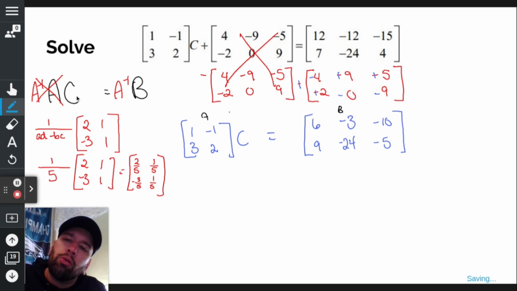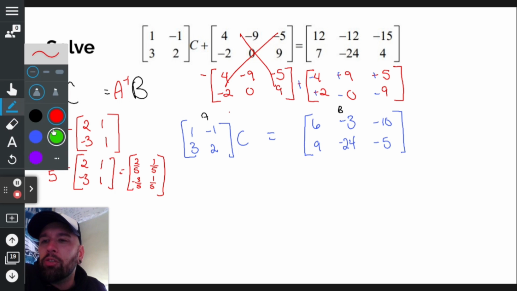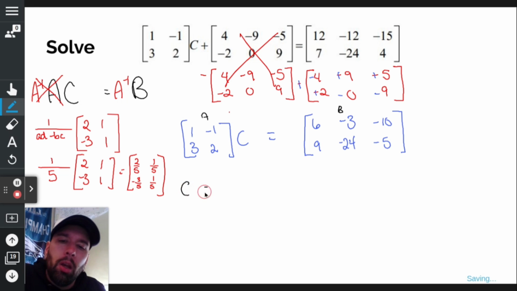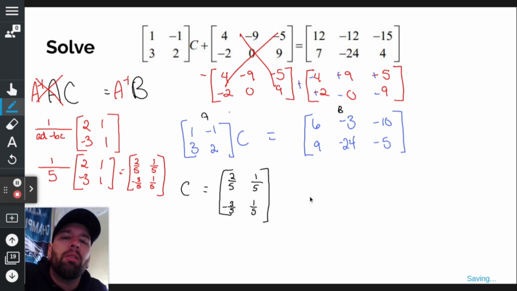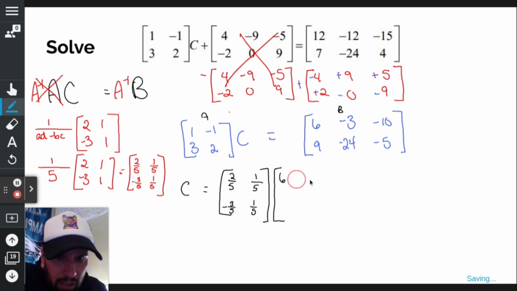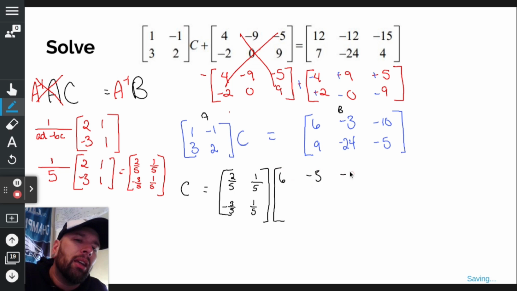So using this rule, C is going to equal the A inverse of B. So C, which is what I'm solving for, is going to equal the A inverse, which is 2/5, 1/5, negative 3/5, 1/5, times B, which is 6, negative 3, negative 10, 9, negative 24, negative 5.